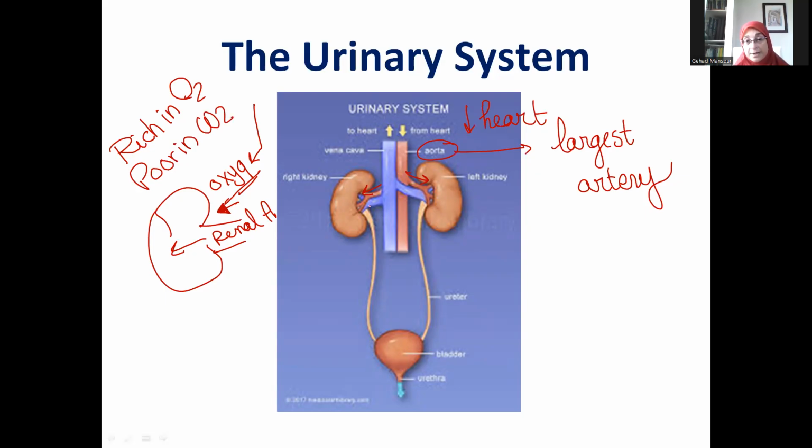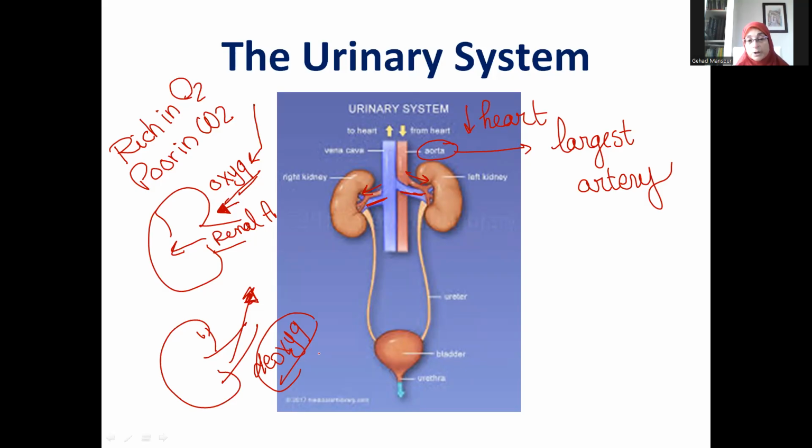But on the other hand, you can see these blue colored vessels, which are the renal veins. The renal veins do the opposite. The renal veins carry deoxygenated blood away from the kidney to return it to the heart. And if I ever ask you to define deoxygenated blood, you would say the opposite.